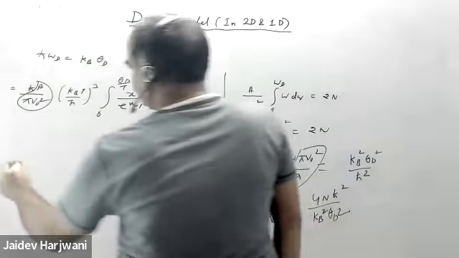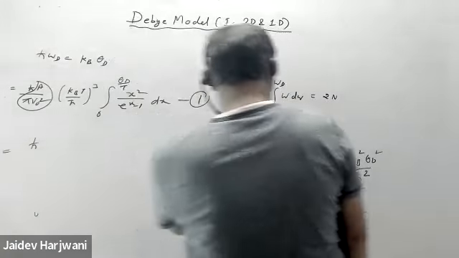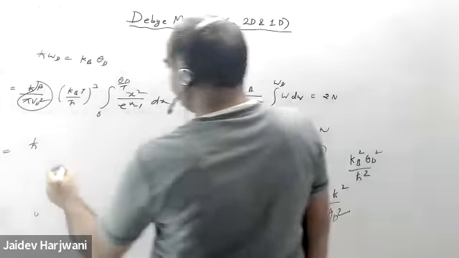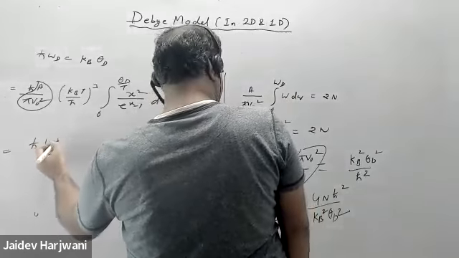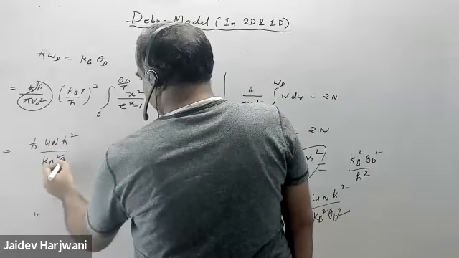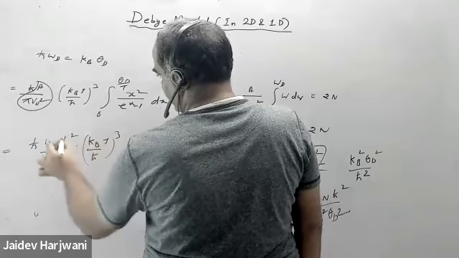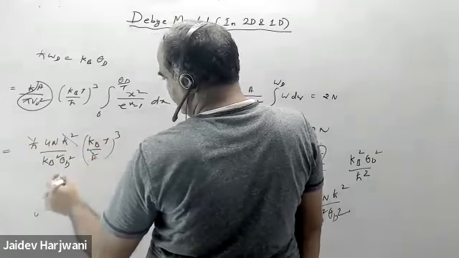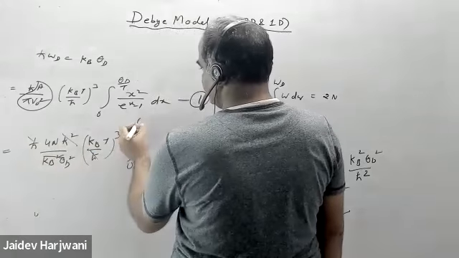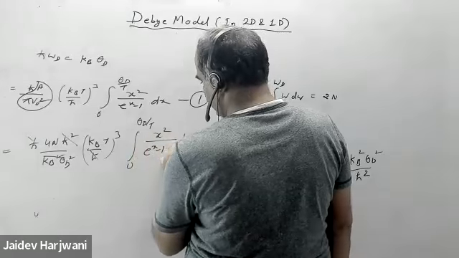This will give you h cut, okay, h cut, I wrote it upside down, okay? So this will give you 4n h cut square, kB square theta D square, kBT upon h cut cube. So h cube will cancel from here, kB will cancel, so only one kB remains. And this is the integral from 0 to theta D upon T of x square over e^x minus 1 dx.